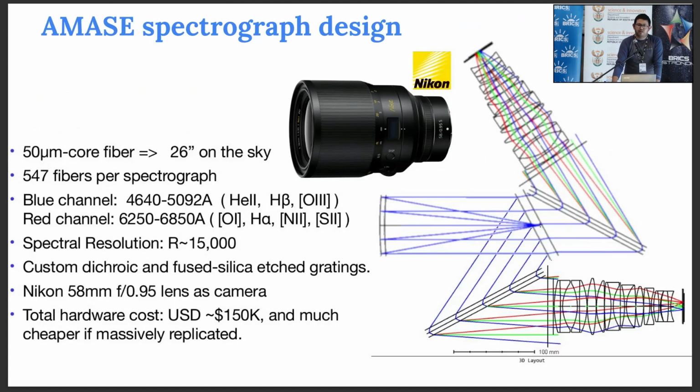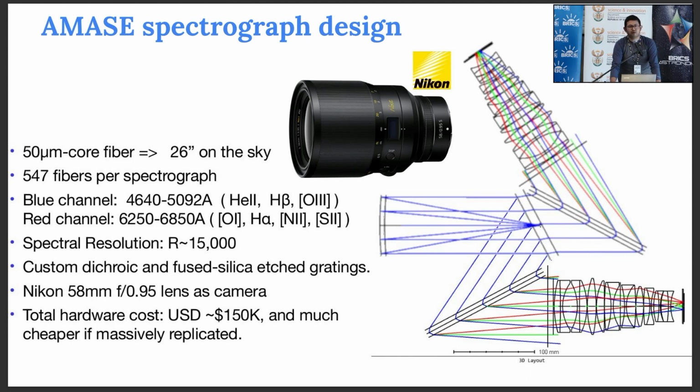We are trying to bring down the cost of the spectrograph using off-the-shelf optical components. We are using a Nikon f/1.5 lens as the camera optics, where we're going to use very small fibers, 50 micron fiber, to each spatially resolve the structure in the sky. So that is about 26 arcsecond. And then there will be 547 fibers that we're going to feed to an individual spectrograph.